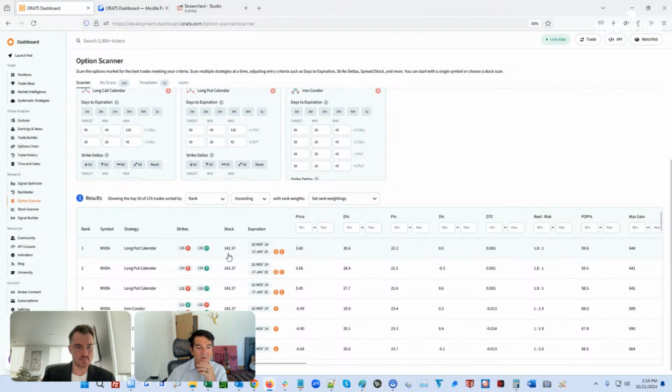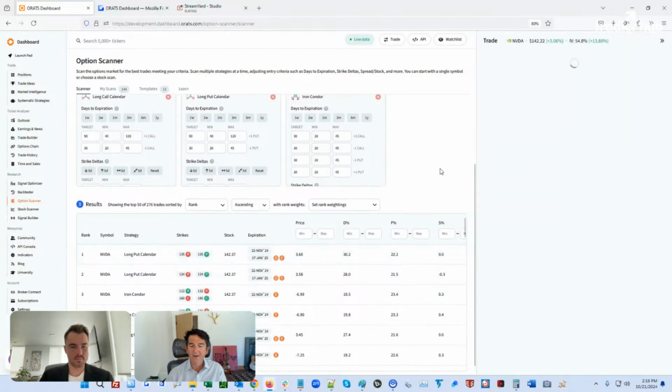We often will do trades that include earnings. So it looks like the put calendars are looking pretty good here with a really good forecast. So this will be something that I would think about doing here. So let's take a little bit more of a look at it, Tyler.